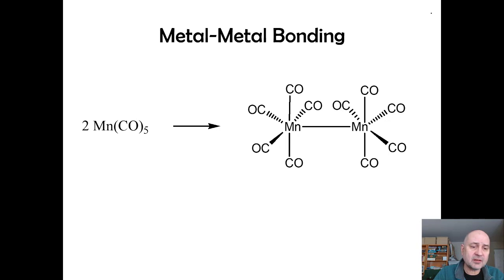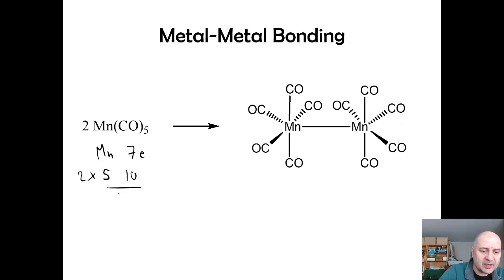If we look at this pentacarbonyl manganese compound here, and we count electrons, manganese is 7 electrons, and the carbonyls, which are neutral, would be 10. We end up with a 17 electron species.